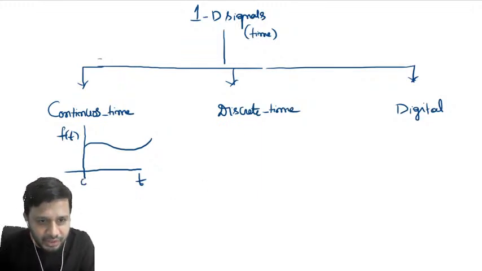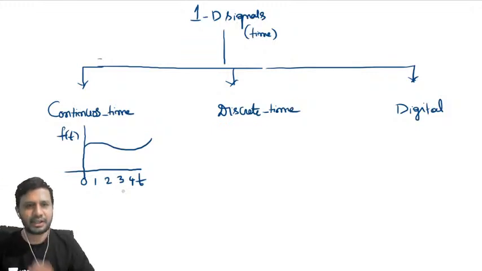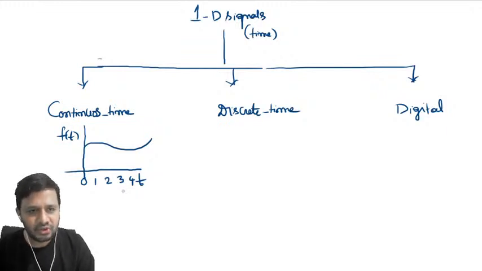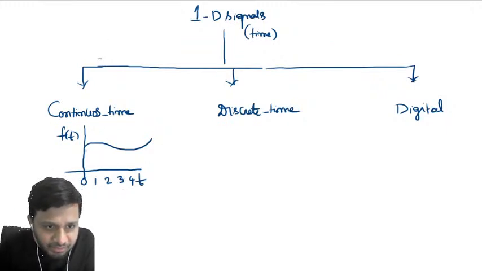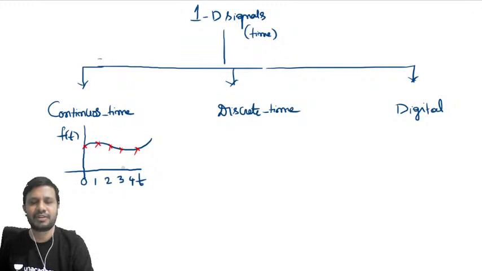If this is a continuous time signal that I have drawn, what is the definition of a continuous time signal? Observe here. The definition you can give like this: continuous time signals are those signals which are present throughout the continuous time period. How do you explain it? The signal is present at 0. It has some value. The signal is present at 1, at 2, at 3, at 4. It has some value at each.